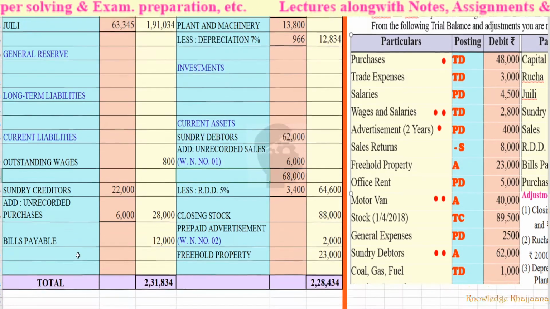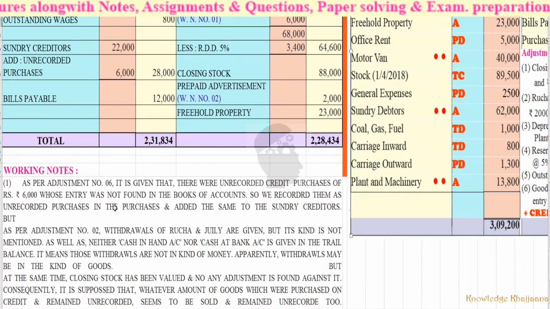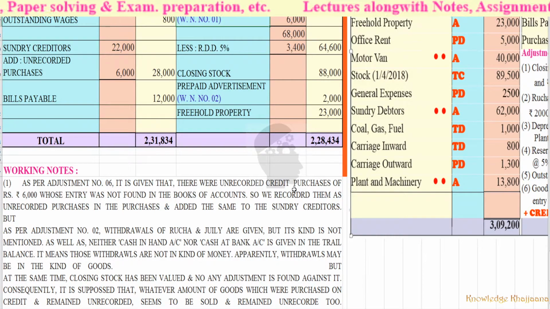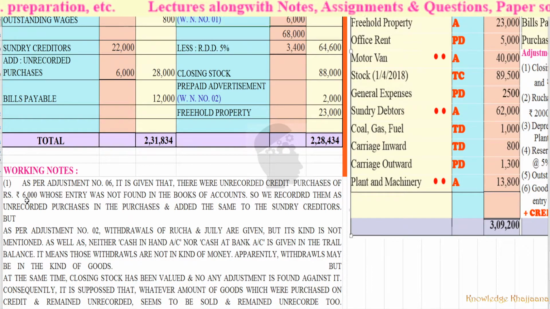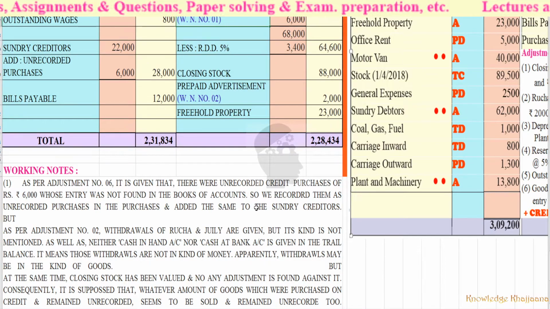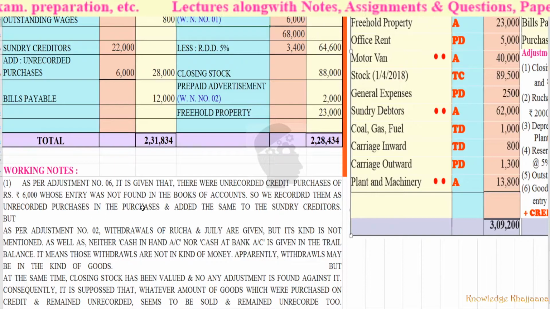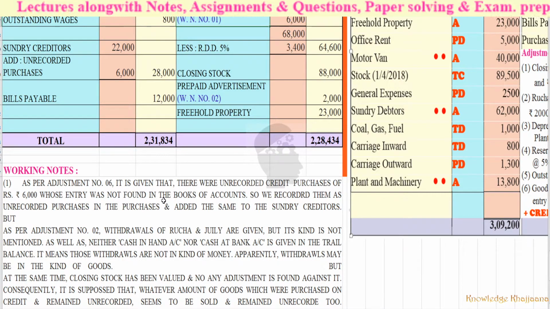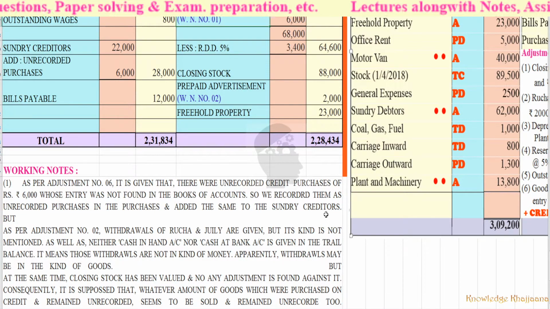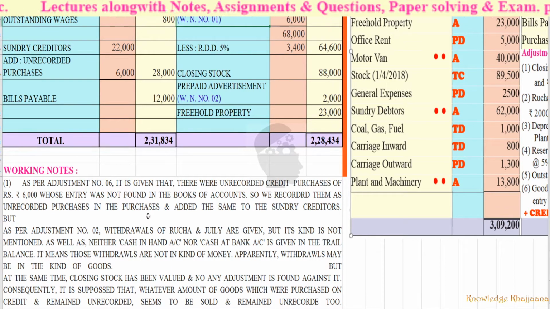Okay. Now, what was working note number 1? I had written working note number 1. As per adjustment number 6, it is given that there were unrecorded credit purchases of rupees 6,000 whose entry was not found in the books of account. So, we recorded them as unrecorded purchases in the purchases in the trading account debit side and added the same to the sundry creditors on the liability side of the balance sheet. Okay, this adjustment we had solved.